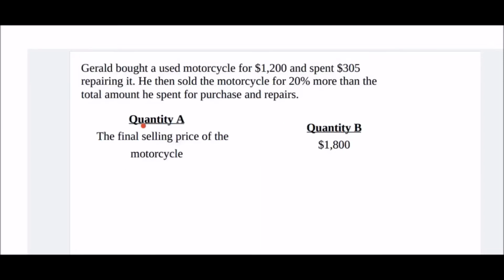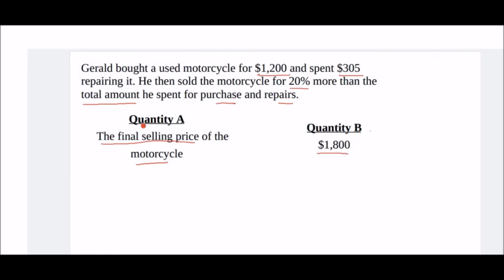Next question: Gerald bought a used motorcycle for $1,200 and spent $305 repairing it. He then sold the motorcycle for 20% more than the total amount he spent for purchase and repair. We have to find, for quantity A, the final selling price of the motorcycle, and quantity B is given as $1,800.